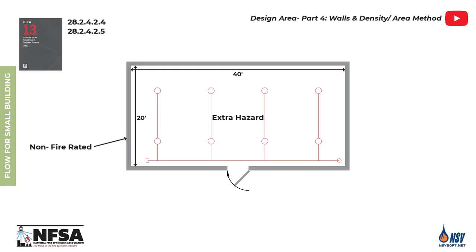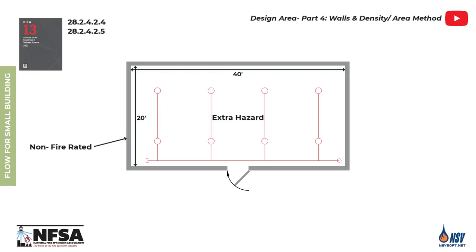During the first draft of the 2025 edition, the annex material explaining how to apply the additional flow was moved from A.28.2.4.2.4 to A.28.2.4.2.5. This relocation suggests that the technical committee views these as distinct ideas, which may help support the discussion with the AHJ. That said, based on the wording of the 2022 edition, convincing the AHJ may still be challenging.